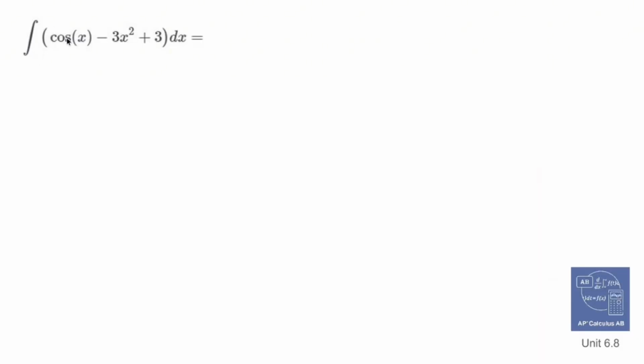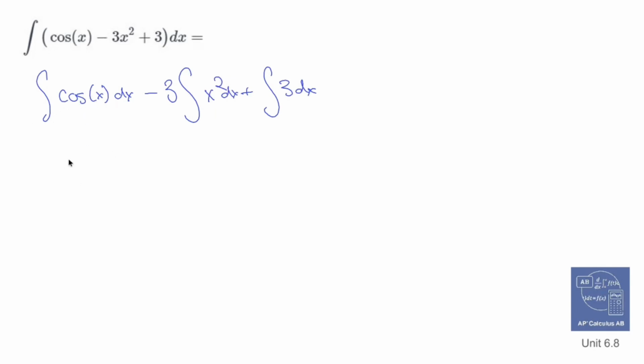The indefinite integral of cosine x minus 3x squared plus 3. Well, we could rip this out into 3 separate integrals if I want to. So I have the integral of cos x dx minus, why don't I rip out that 3, the integral of x squared dx, plus the integral of 3 dx. And we'll do each one step at a time.